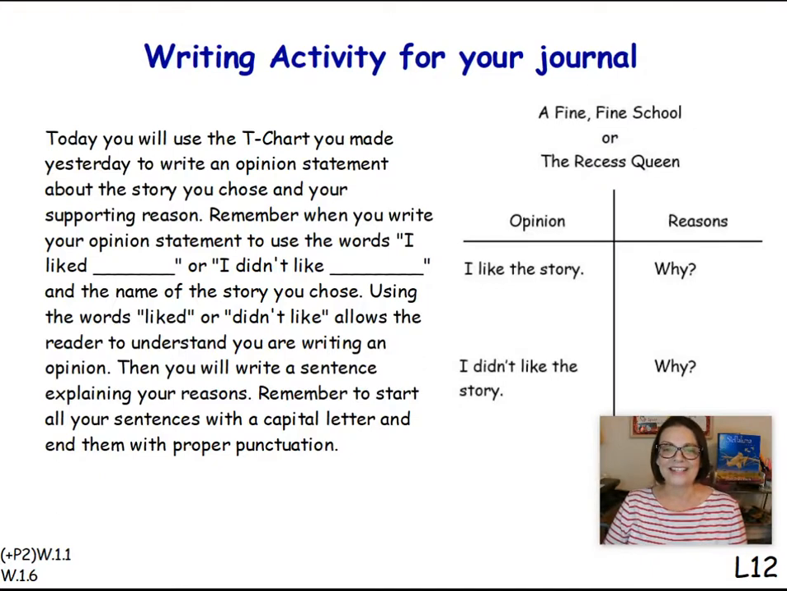So we're going to go back today and we're going to look in our journals at the T-chart that we made yesterday. And then we're just going to write a sentence using what we wrote on our T-chart. Remember how we start our opinions? So a good way to start an opinion would be, I liked or I didn't like. Then write the name of your story and then tell me the reasons that you liked the story or you didn't like the story.